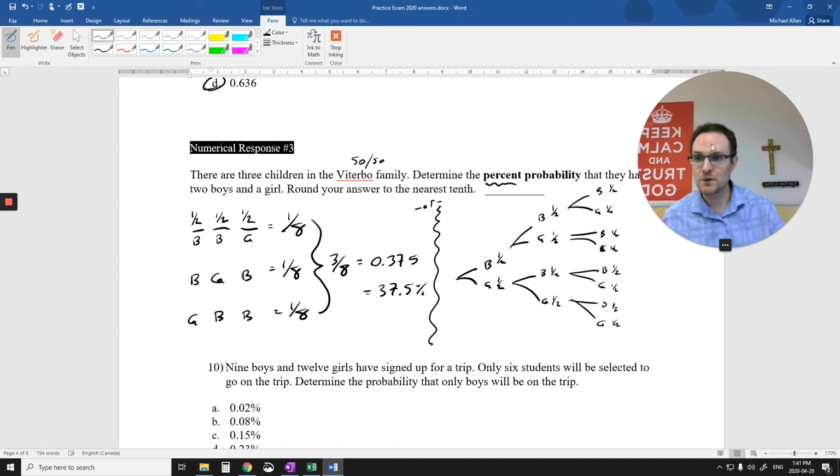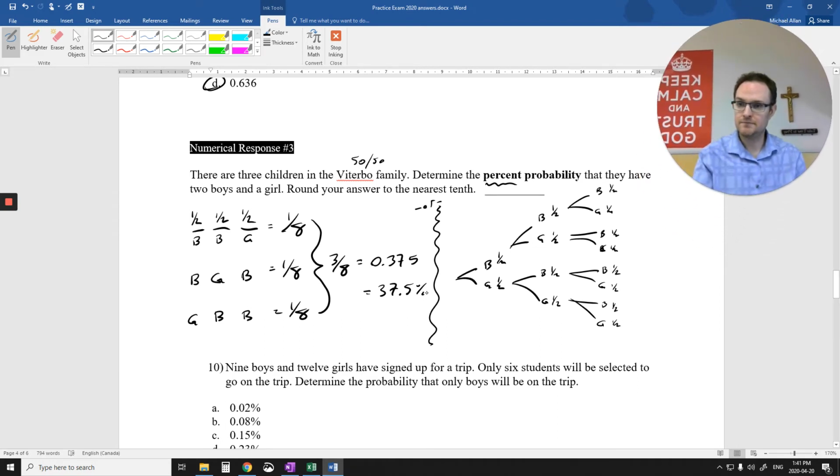Okay, now if you were to go through all of these, trying to figure out which ones are two boys and a girl. Two boys and a girl. That's one way.